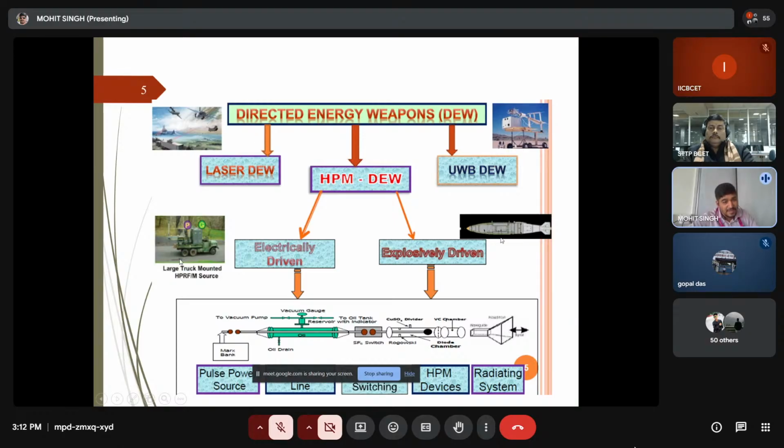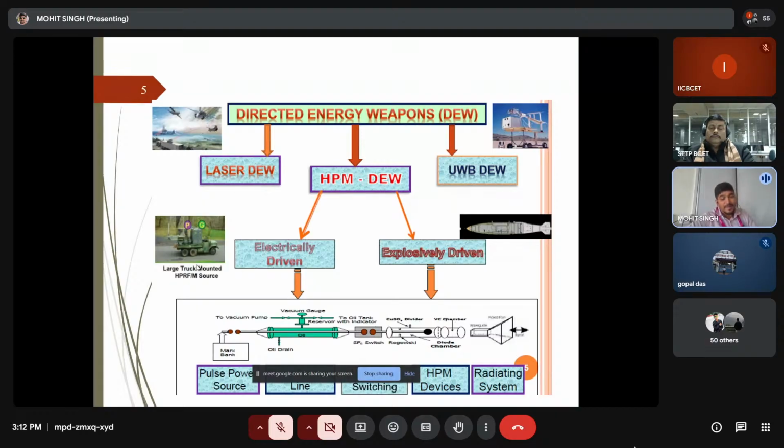You can see here a large truck mounted with a high power source. Here also you can see one high power source. These are all here at the top. Also you can see that the HPM is radiating high power microwave and targeting aircraft. This can be mounted on a small truck also, and it can radiate in any direction.